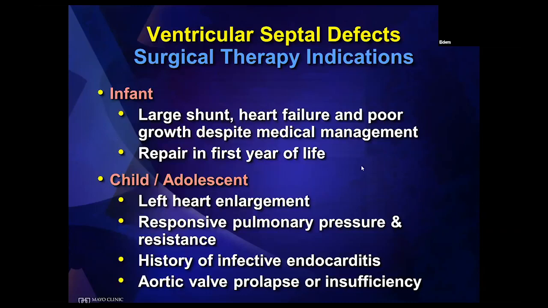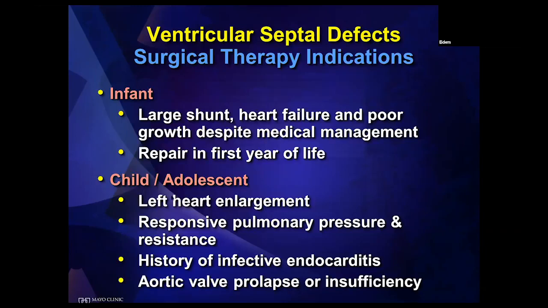What's the surgical indication for these patients? If you're an infant with a large shunt with heart failure and poor growth, despite optimal medical management, then those infants are typically repaired within the first year of life, most usually within the first 3 to 6 months of life with a surgical repair.